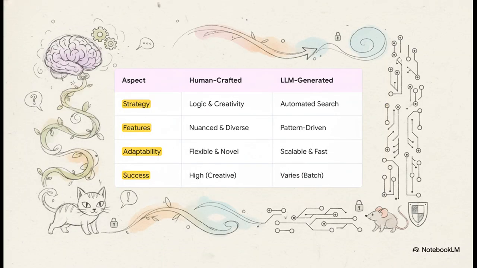Look at that top row, strategy. Humans bring logic, creativity, real-world knowledge, that unpredictable spark. On the other hand, AI-generated jailbreaks are more about brute force. It's an automated, pattern-driven search. Yeah, they can generate thousands of variations in seconds, but they almost always miss that nuanced psychological angle that a person can just dream up.